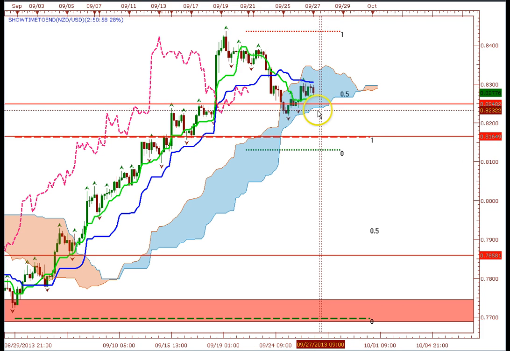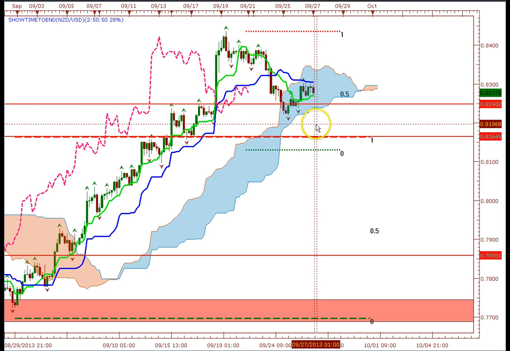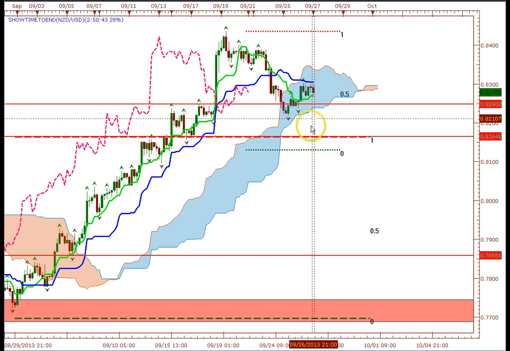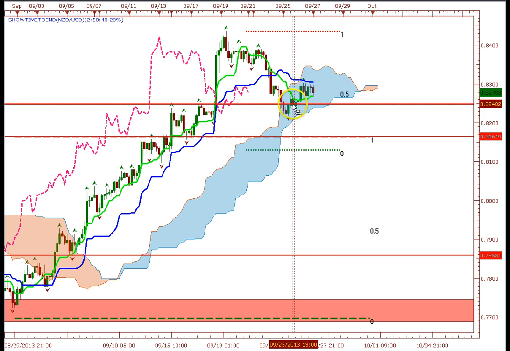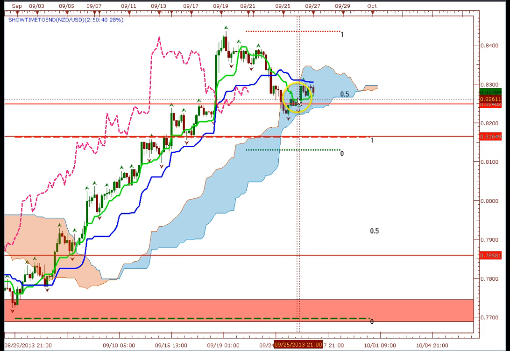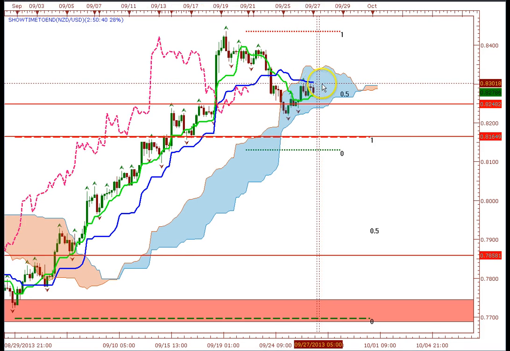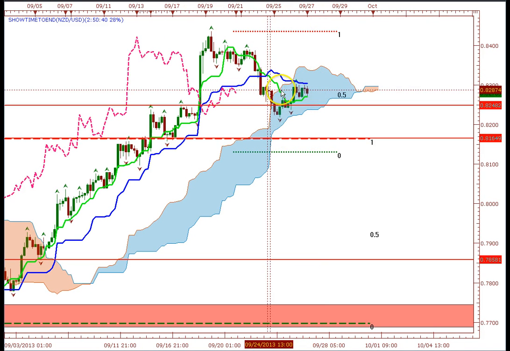Now if you break this cloud here, you could take a short trade depending on how far you break the cloud. I mean, you break the cloud way down here and your candle closes down here, no need taking a short trade there, unless you're a little scalper, if you're scalping a little bit. But I'm looking for longer term trades. Okay, so I'm not getting too much of a definite signal of what this price wants to do right now.